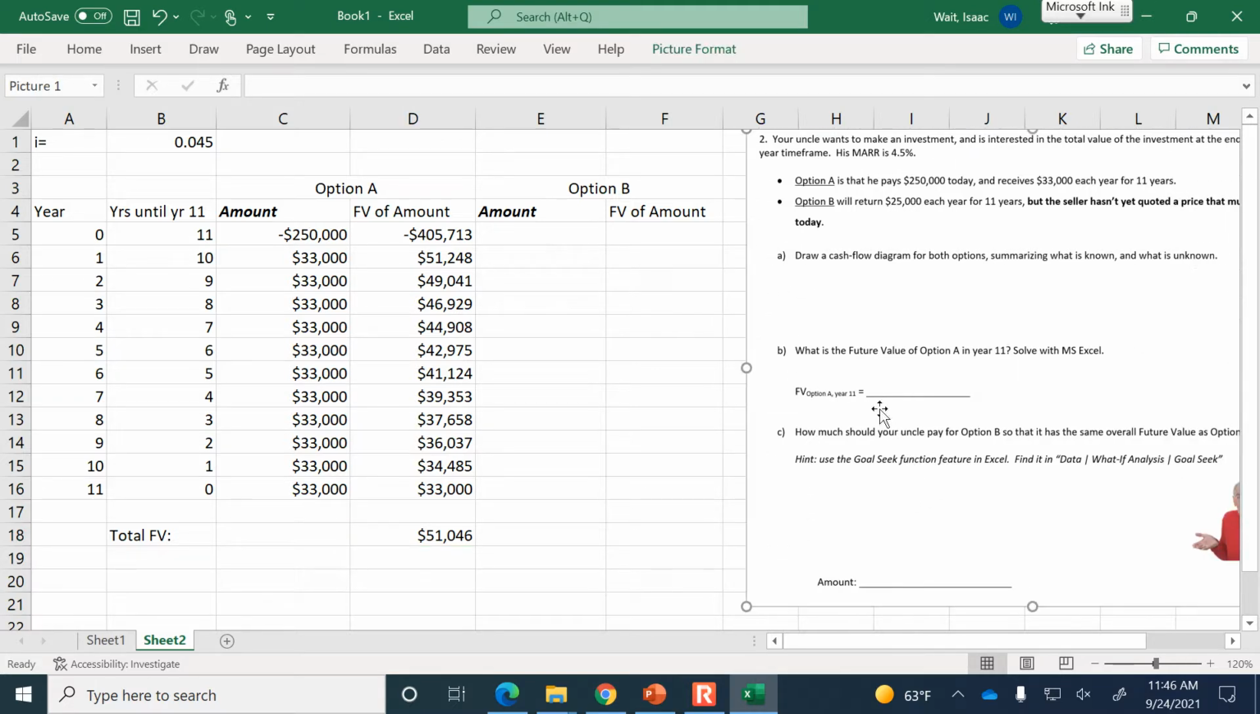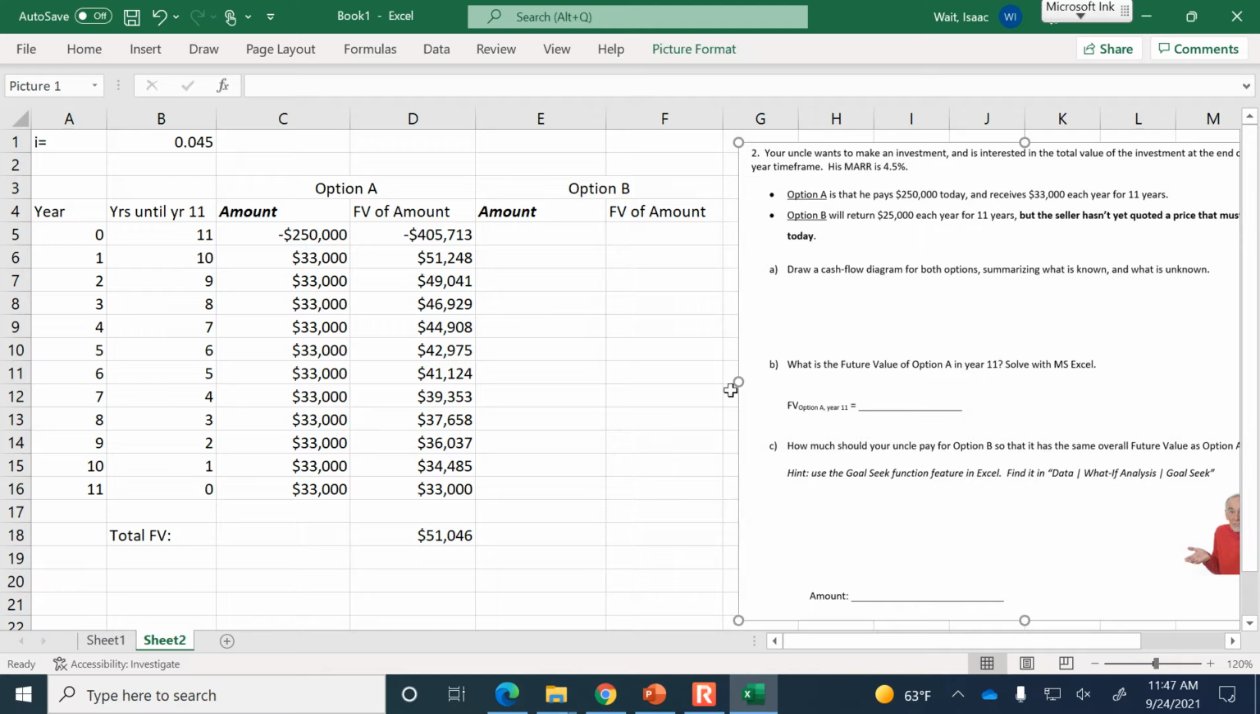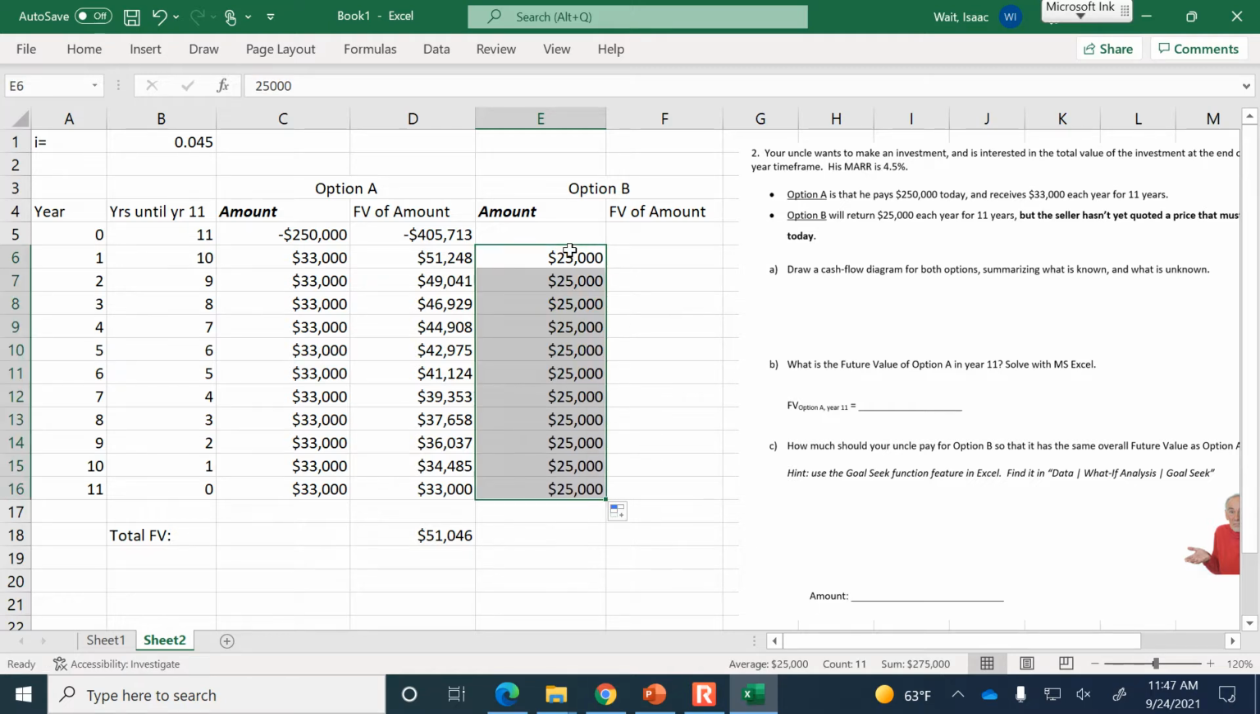Any questions so far with either the cash flow diagram or the future value of option A? Okay, now option B, we know the revenue but not the costs. And so let's put in the revenue amounts. Option B, it says, is $25,000 a year for 11 years. And so that's the $25,000 that repeats all the way through to the end. But we don't know how much he's going to have to pay for this.